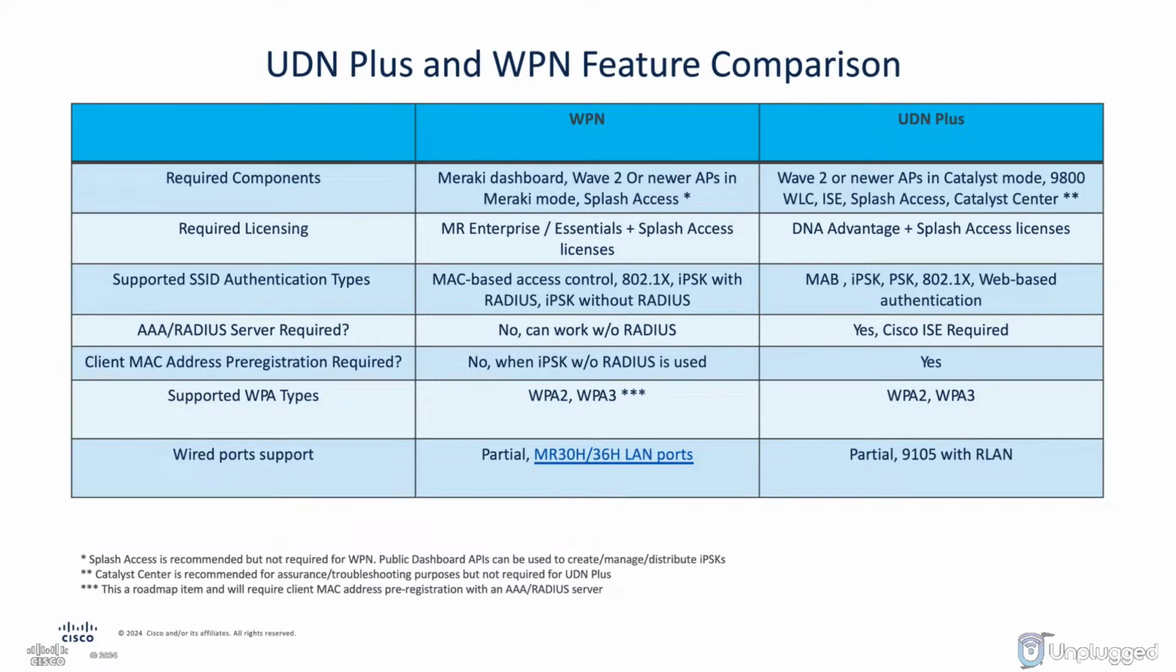On the other side with UDN Plus, if you are an on-prem customer who leverages 9800s today and things like Catalyst Center and ISE, that's where UDN Plus comes into play. At the end of the day, the user experience is ultimately the same. The user is going to connect to the network, put in their pre-shared key, or however they authenticate, and they're going to be put into their own bubble, whether it's WPN or UDN Plus. The mechanism is basically the same. The way it works on the back end is a little different, and that's what we'll spend the next 15 minutes talking through.